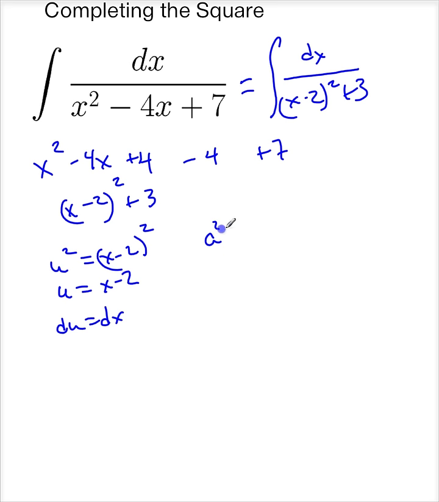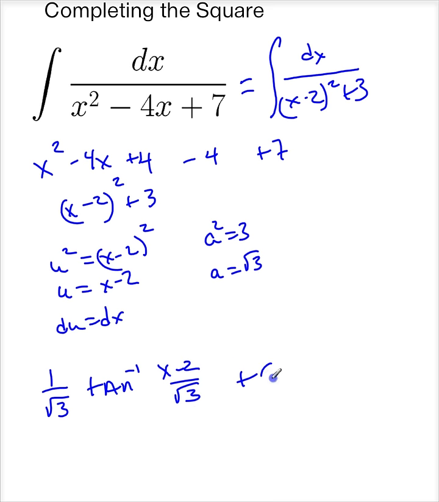I want to let a squared equal 3, so a is the square root of 3. Now my integral is of the form of an arctangent. And I know that the integral of this form is 1 over a. I'm not going to rewrite all this. So this is 1 divided by the square root of 3 times the inverse tangent of u over a. So this is x minus 2 divided by the square root of 3 plus a constant.